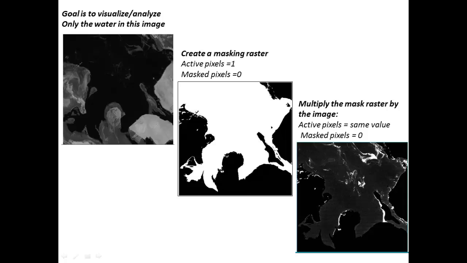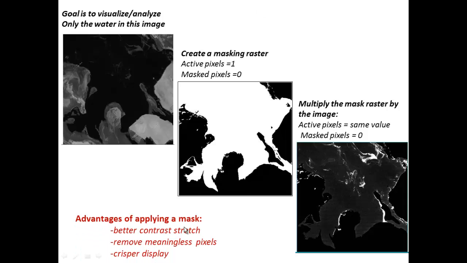So there's a few reasons this might be useful. One reason is that now we've reduced the range of pixel values in the image, so you might be able to get a better contrast stretch on the image. Notice this is already happening. We can see the oil slicks better because of the better contrast stretch. You may remove meaningless pixels. So if we were going to go on to compute the concentration of oil in the water, that calculation would be meaningless for land. So it's nice to have that masked out. And in general, we just get a crisper display. The viewer's eyes and interpretations are only focused on the water, and they're not distracted by the land.